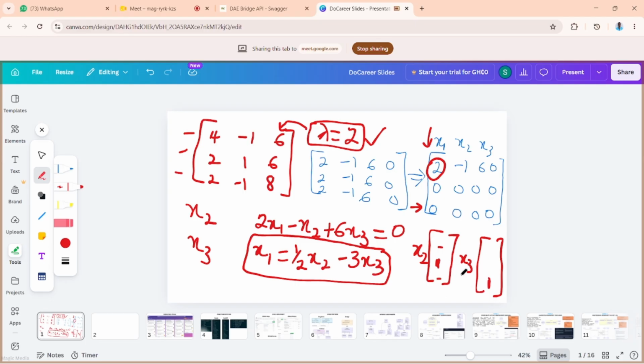Now, looking at x3, we go to row 2. If you look at row 2, the coefficient of x3 is 0, right? Yes, so it will be 0, because you don't even have an equation there. Even for x2, if I go to row 3, it's not there, so I'll put 0 there. x2 is not in row 3, and x3 is not in row 2, so 0 and 0.